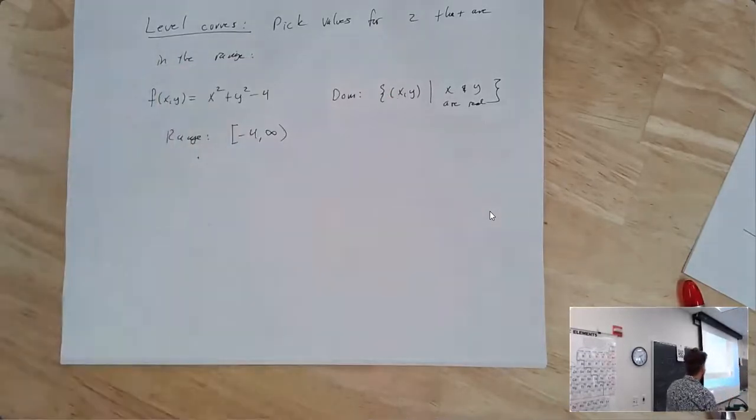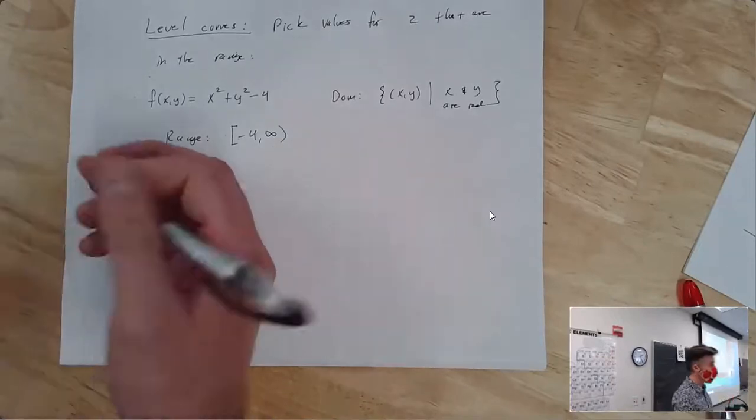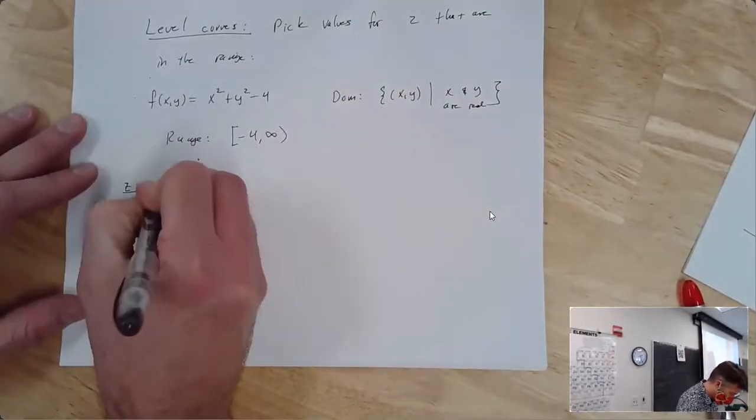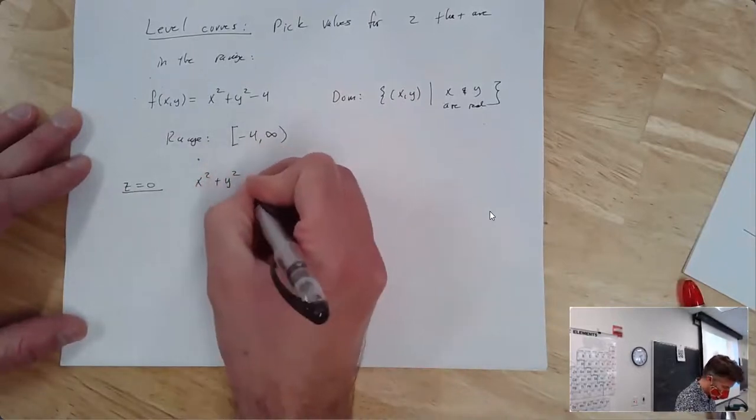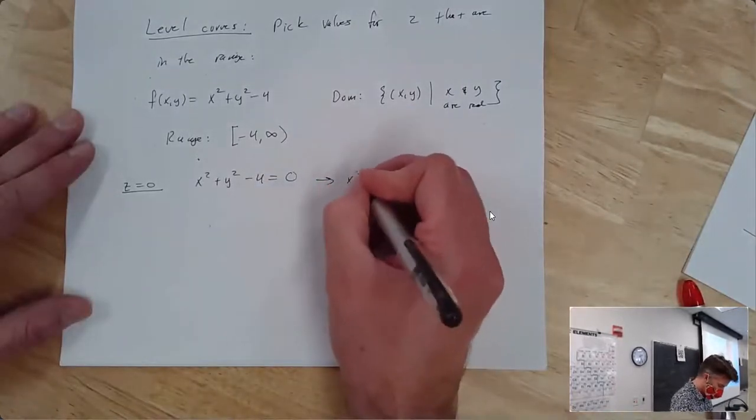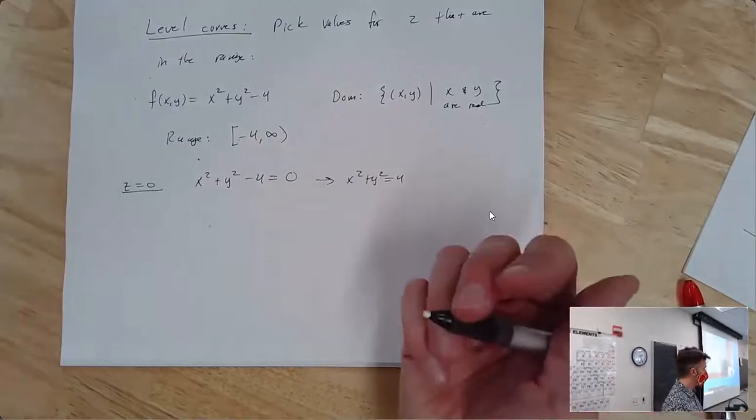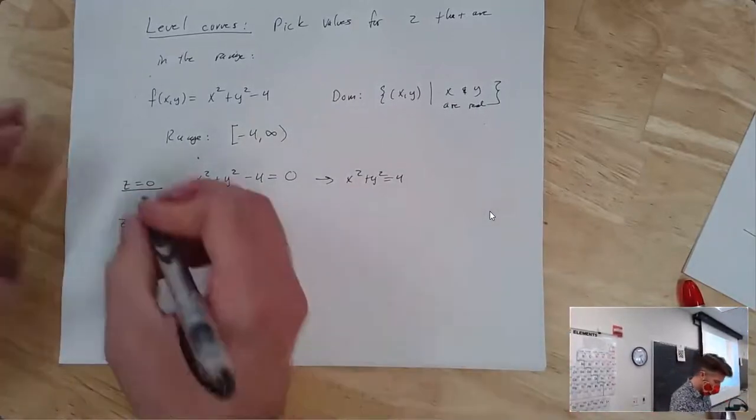And when you're finding level curves, you're finding level curves for values of z that are in the range. So for example, we've already picked z equal to 0. It wasn't very exciting. We just took our function and set it equal to 0, and then we got x squared plus y squared equal to 4. A circle of radius 2.